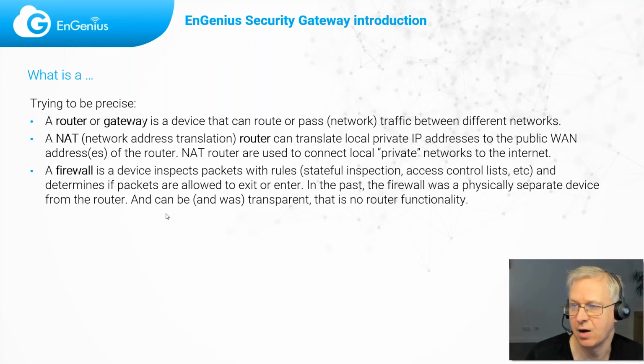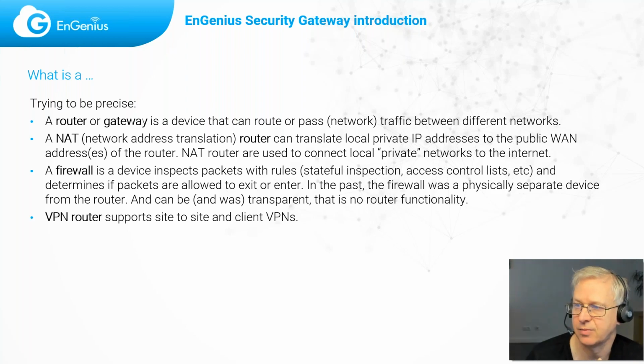So next thing is a firewall. A firewall is something that could be inserted in a NAT router or a normal router, but it can also be a separate device. What it does is inspect packets with rules like stateful inspection, access control lists, etc., to determine if packets are allowed to exit or enter. And we can have it integrated in a device, as a separate device, or in a device like ours that can support both modes. It can be transparent.